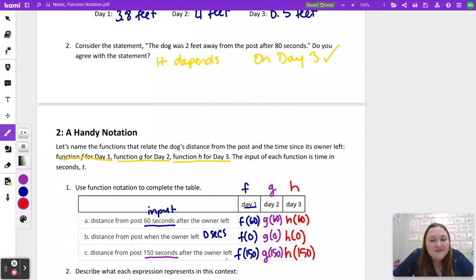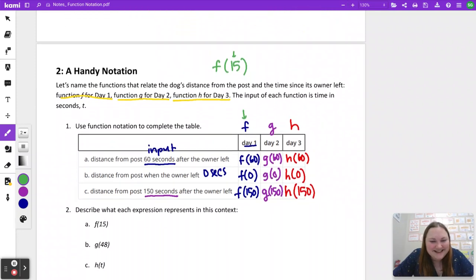So we've got a bunch of different examples here. This was us taking this description and coming up with function notation, but the opposite could also work. I could give you something like F of 15, and now we know 2 things. The F tells me I'm talking about day 1, and the 15 tells me I'm talking about 15 seconds after the owner left.